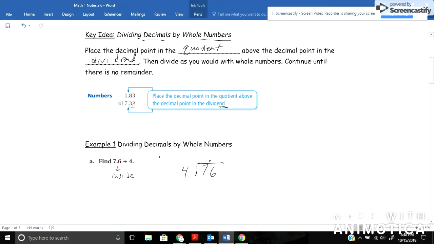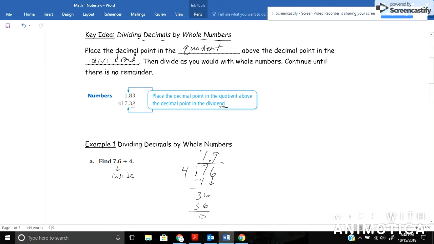So 4 goes into 7 one time. 1 times 4 is 4. Subtract, I get 3, and bring down my 6. And 4 goes into 36 9 times. 9 times 4 is 36, so I'd have no remainder. So my answer would be 1.9.